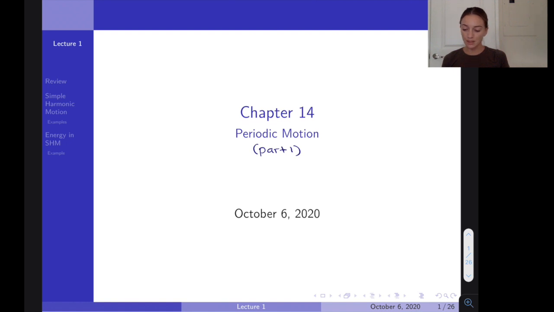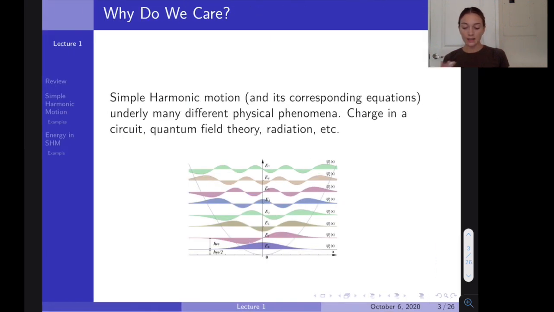So let's get started. Now, as I said, simple harmonic motion pops up all the time, especially in physics. An LC circuit is modeled by the equations we're going to be seeing today. Quantum field theory is all based on simple harmonic oscillators. If you go to grad school for physics, if you take quantum mechanics, you're basically going to be doing exclusively quantum harmonic oscillators. So if you take quantum mechanics, you'll see this all the time.